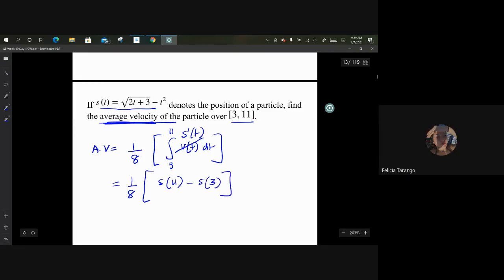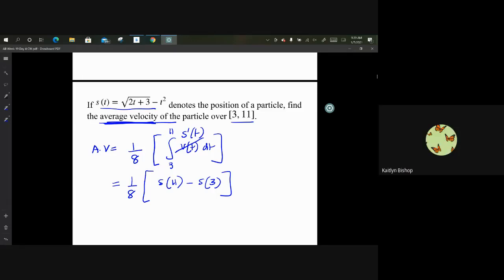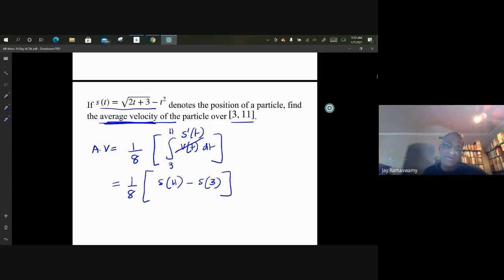My bad. I was going to do something else, and I was like, wait, this was the one I messed up on yesterday. So I remembered. Okay. Guys, is there integration involved or just substitution? Substitution. Okay, they give you S of t. Can we move on? You just have to plug in S of 11, S of 3, simplify. Don't forget the 1/8.